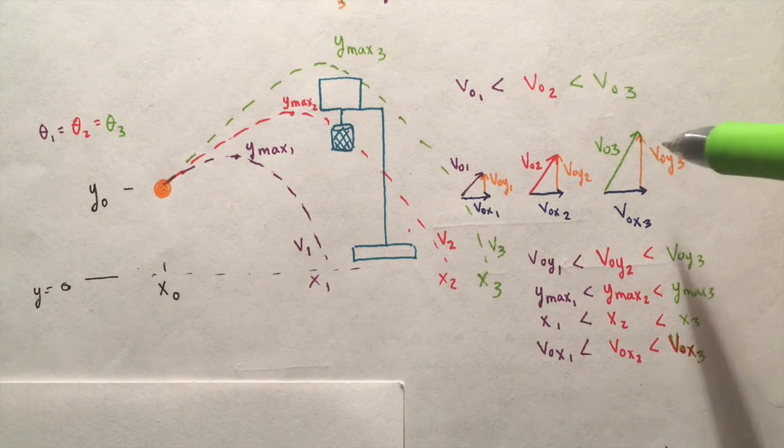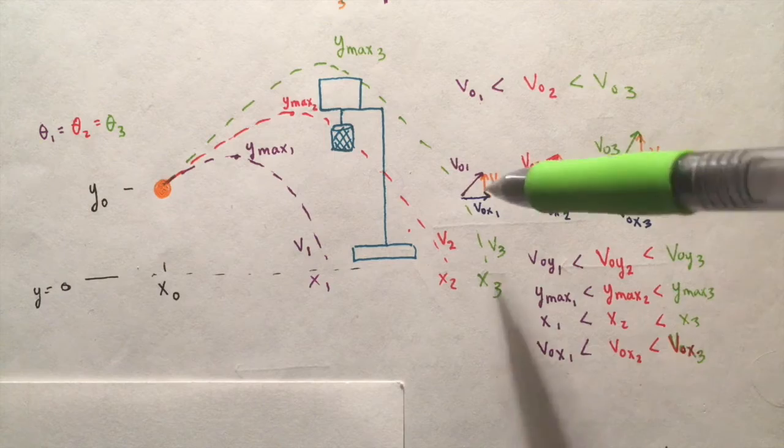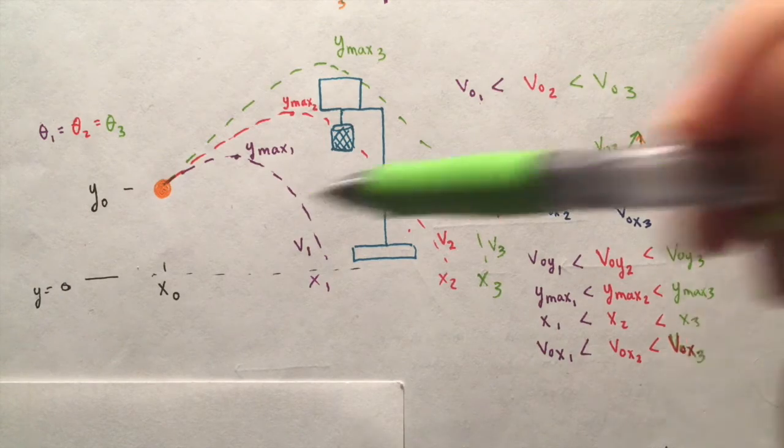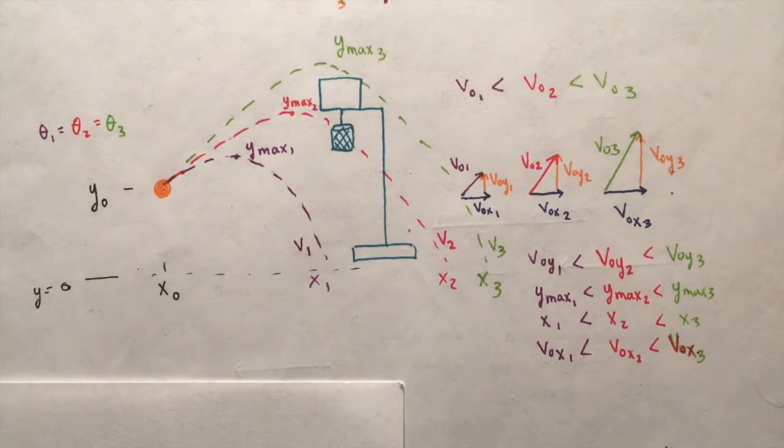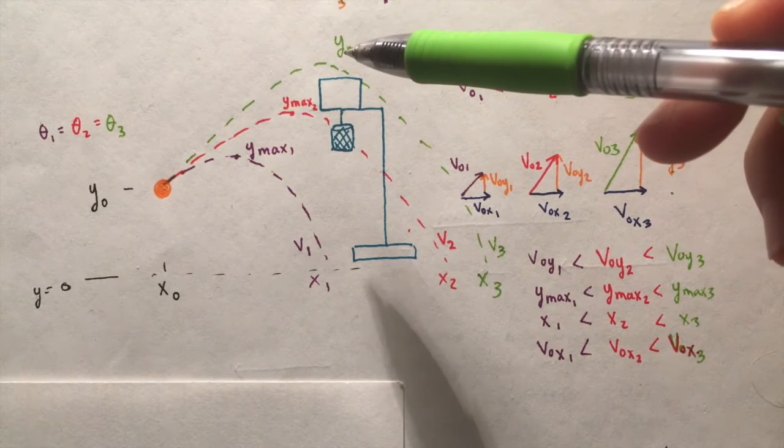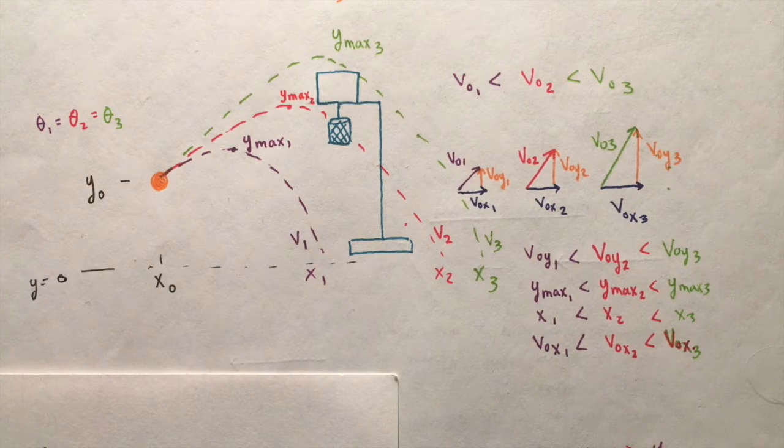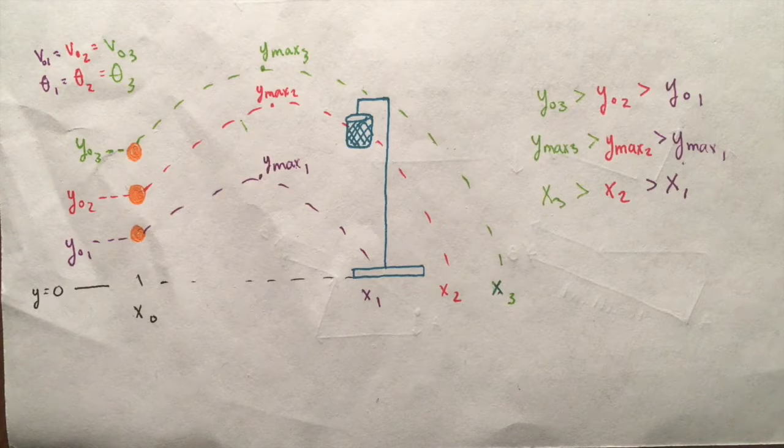It is the vertical component of the speed that we care about. The bigger the vertical component of the speed, the higher the ball is going to go, the more time it's going to spend in the air. So the greater the vertical component of the initial speed, the greater time the ball is going to spend in the air.